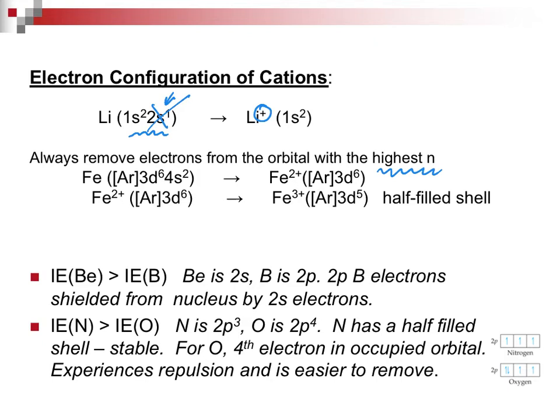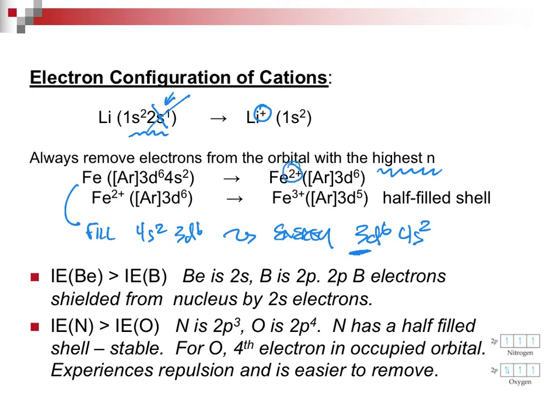What about when you get to the transition metals? Remember, when we did a fill, we said 4s2, 3d6. But then we had to do it in terms of energy, and we said put the lowest n first, and that's what we're doing here. So if I have iron and I want to make an Fe2+, away go those 4s electrons.